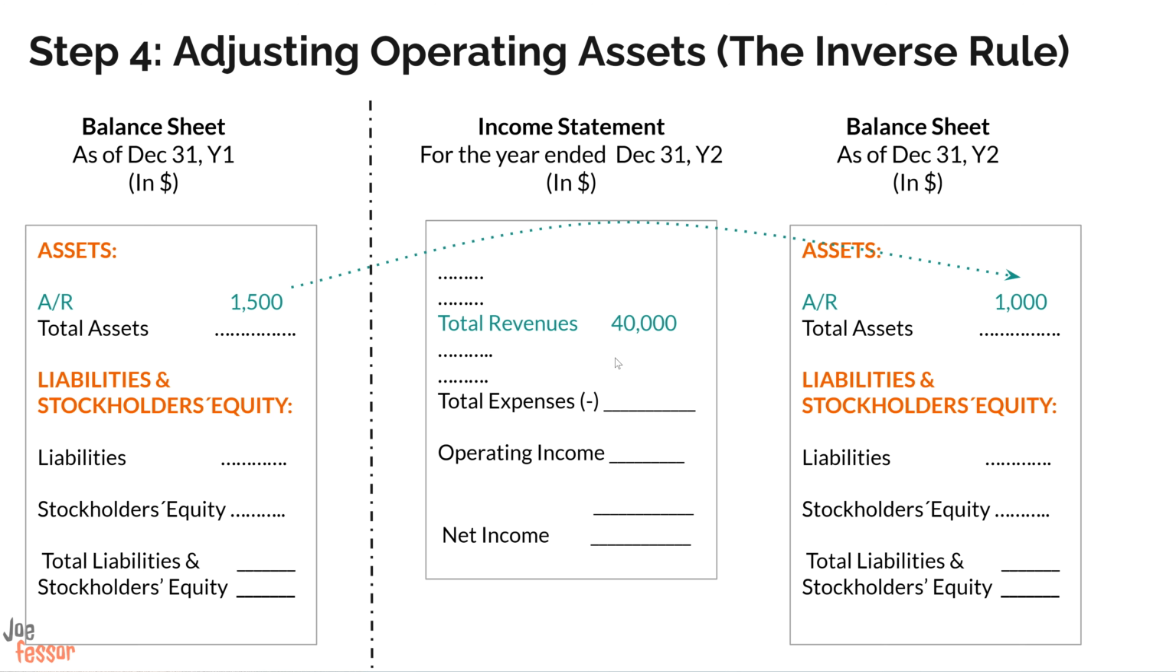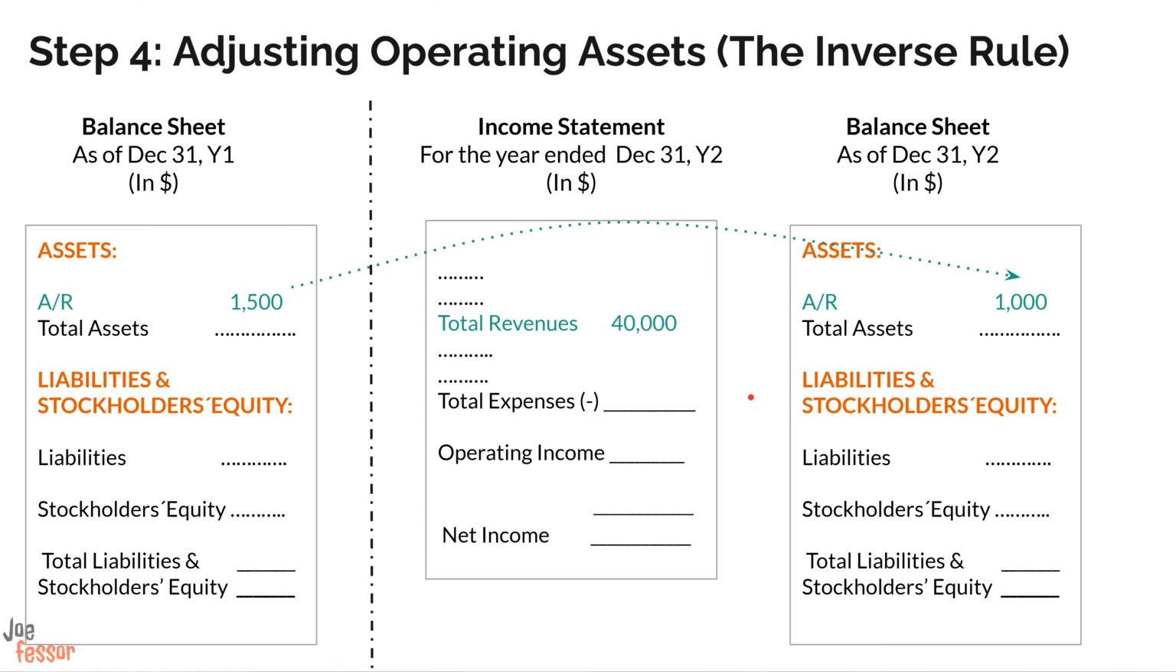The relationship is inverse. If an asset balance increases, we subtract that amount from net income. And if an asset balance decreases, we add that amount back. This inverse rule applies to all key operating assets: accounts receivable, inventory, and prepaid expenses.